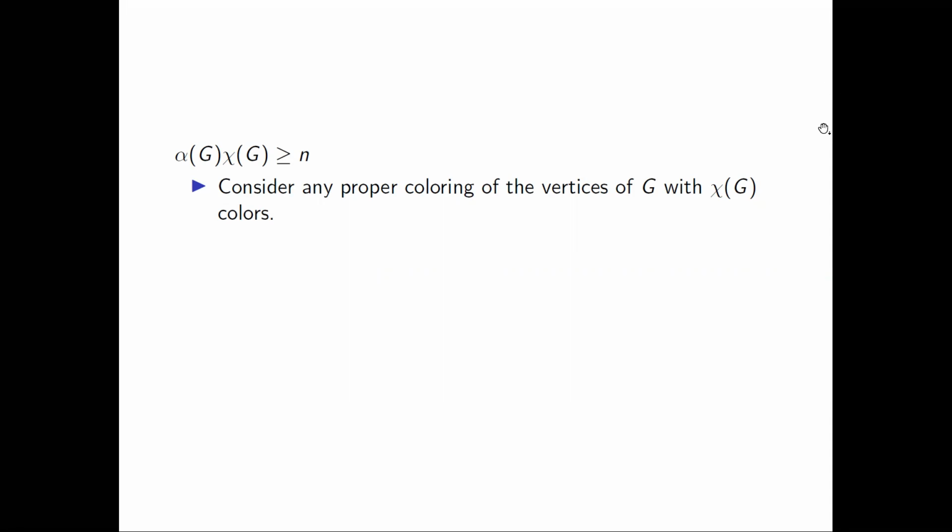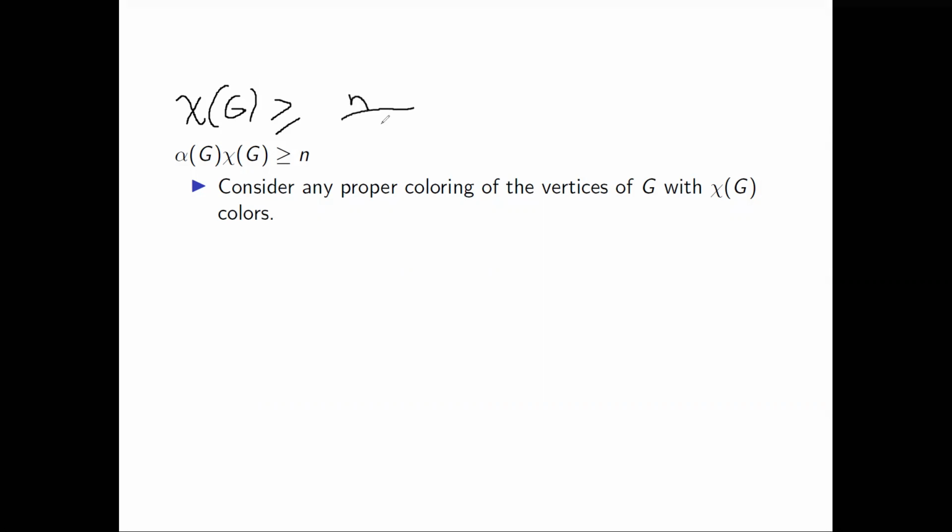So this is the bound that I was mentioning for the chromatic number in terms of the independence number. Another way we can write this bound is the chromatic number of G is greater than or equal to n divided by the independence number of G. So let's see why this bound is true. We'll consider any proper coloring of the vertices of G which uses exactly the chromatic number of colors.